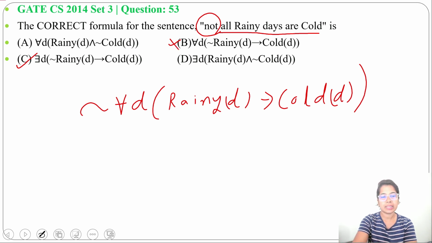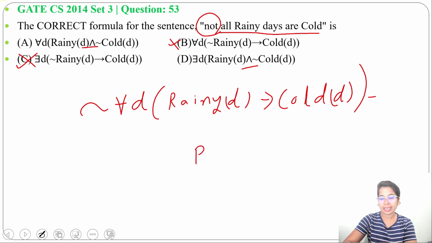Now option C, there exists a D, negation of rainy D implies cold D. This is also not the same, so option C is not the answer. Now option A and option D are in AND format. So first we need to convert this into AND, then we can compare with this.